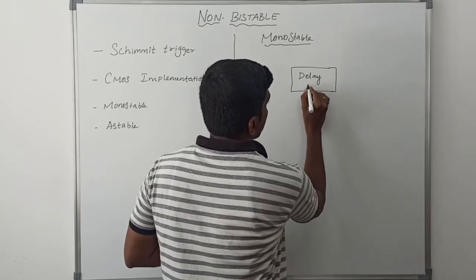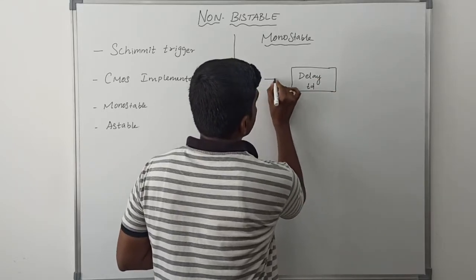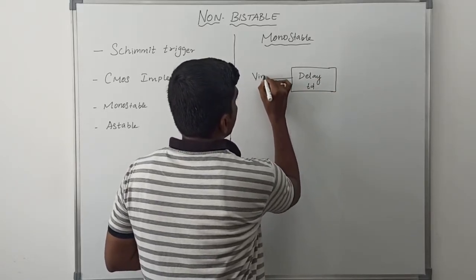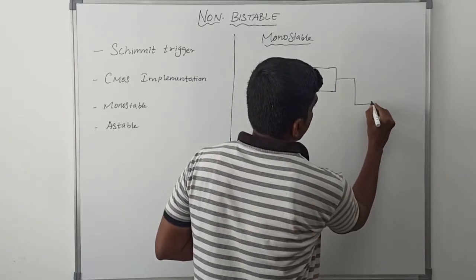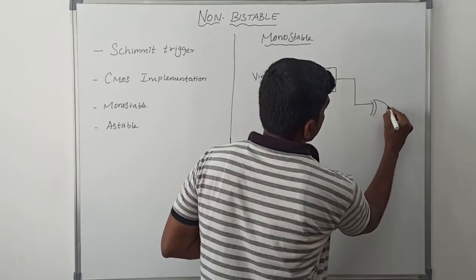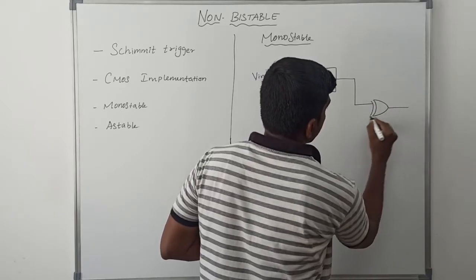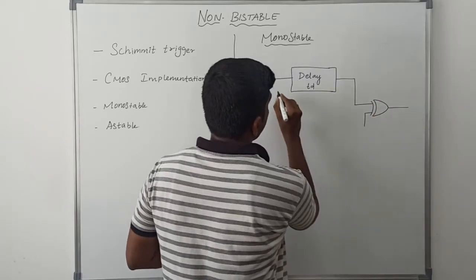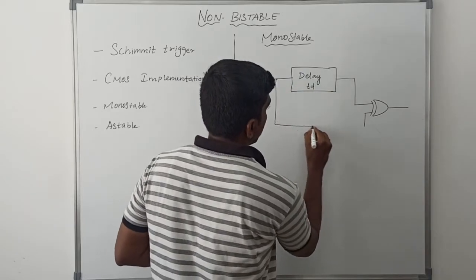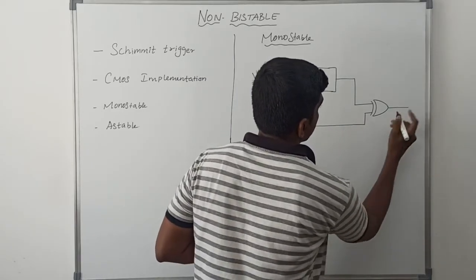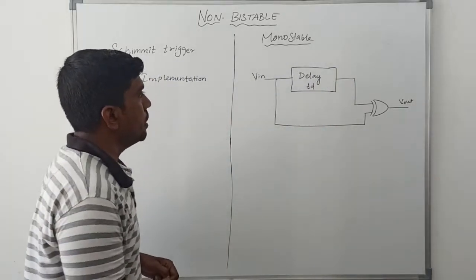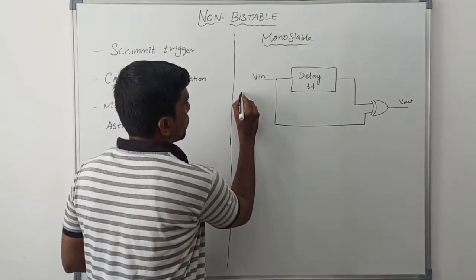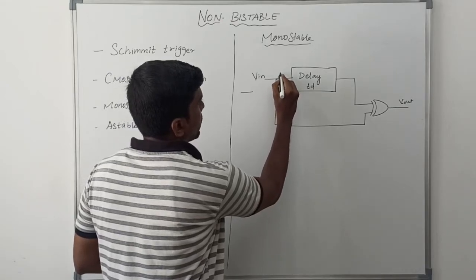So it's a delay block TD. Vin is the input signal. The output of the delay is connected to one input of the XOR gate, and the other input is connected to Vin. So it's Vout. Initially the Vin signal is 0.